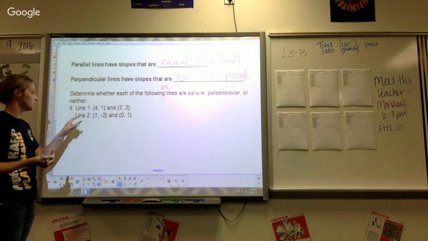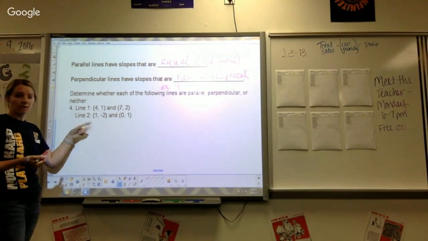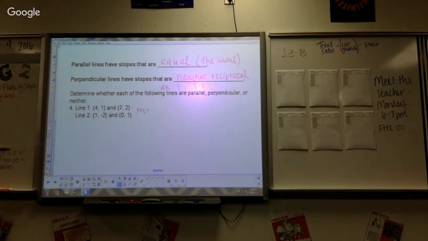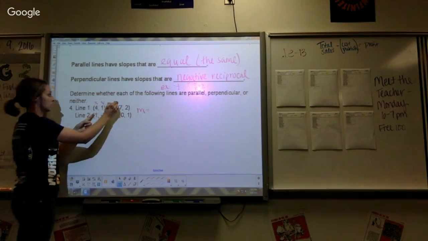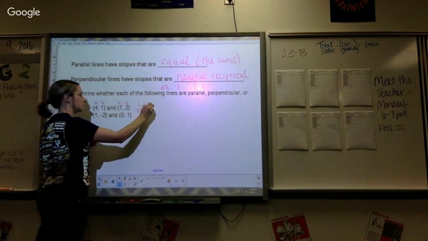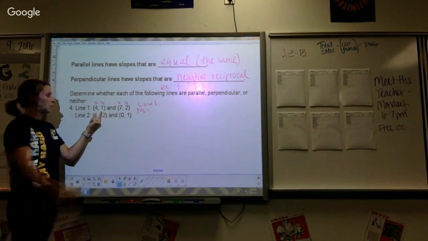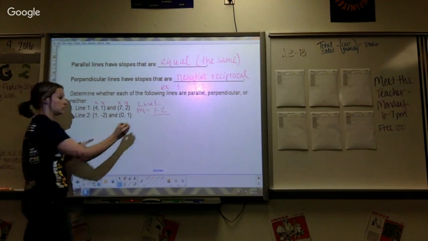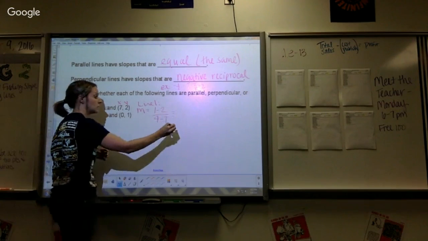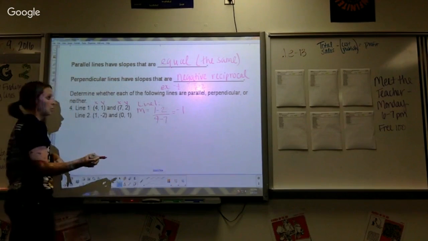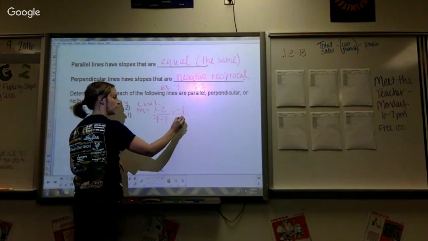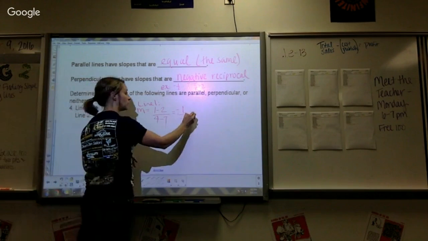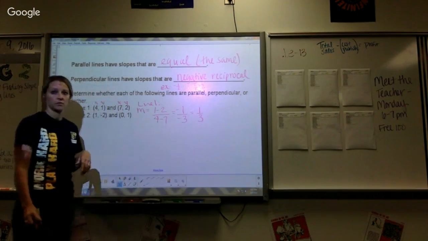So what we're going to do is find the slopes of line 1 and line 2. Okay, so slope of line 1, we are subtracting the y values, so 1 minus 2, divided by the x values, so 4 minus 7. So that would give me negative 1 over negative 3. Okay, a negative divided by a negative is a positive, so that would be a positive 1/3 for the slope of line 1.